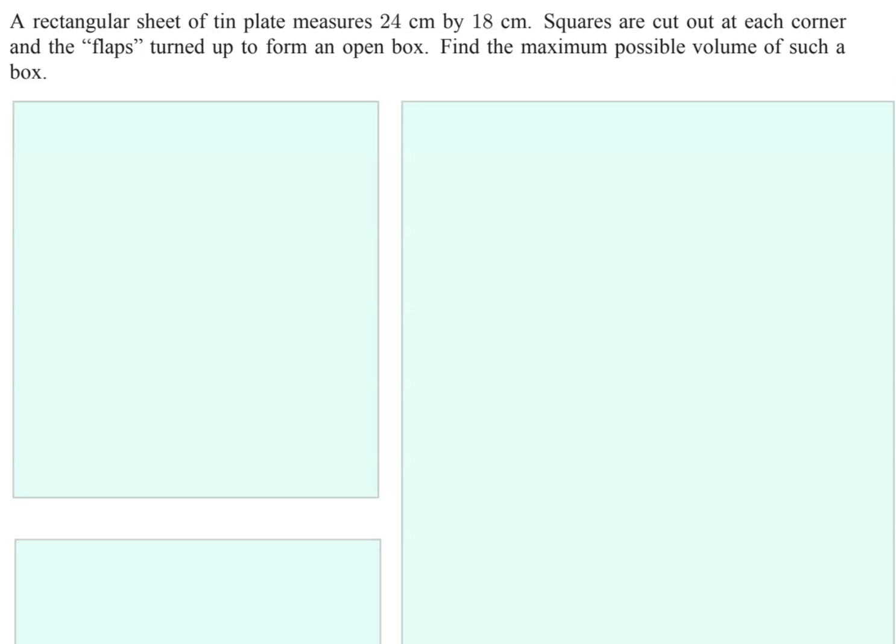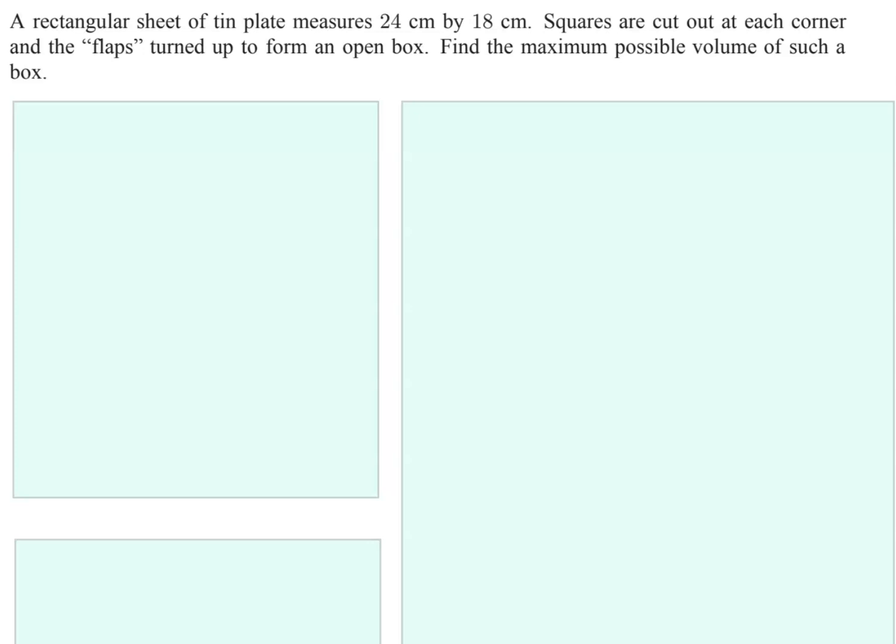Okay, so hopefully you have a picture in your mind of this sheet of tin plate. We've cut out squares from each corner. All the squares, of course, are the same size, and then you can basically fold up the sides of the box, and what you end up with is a rectangular box with no top, so an open box.